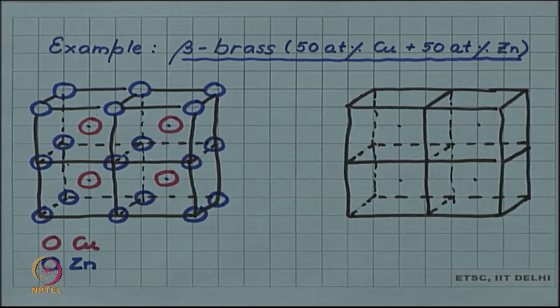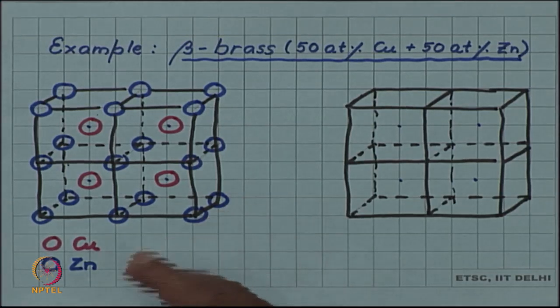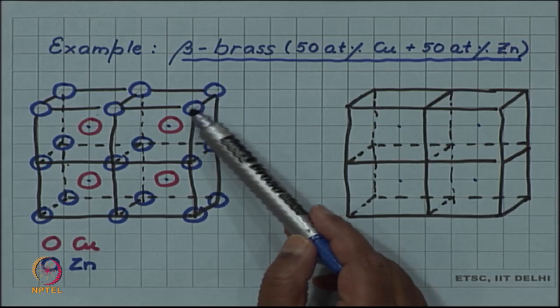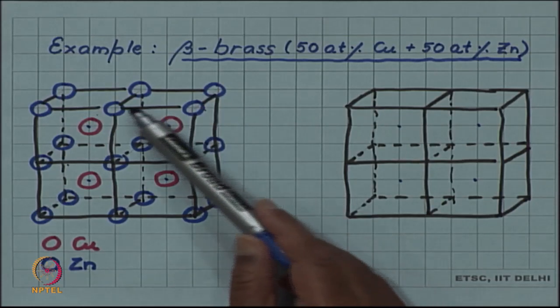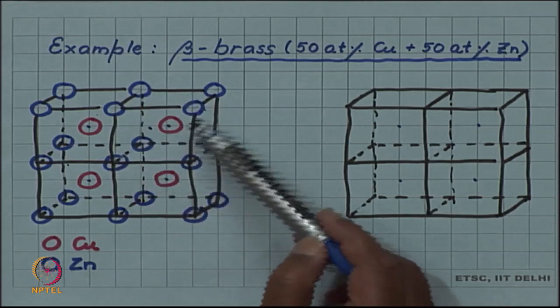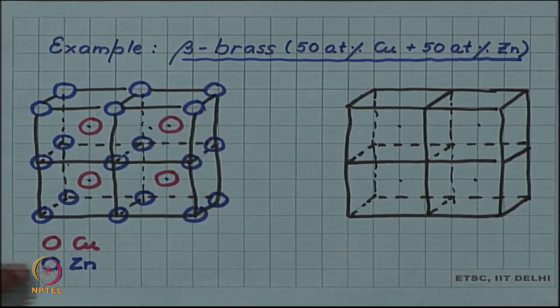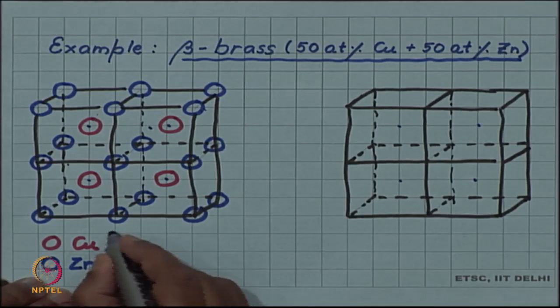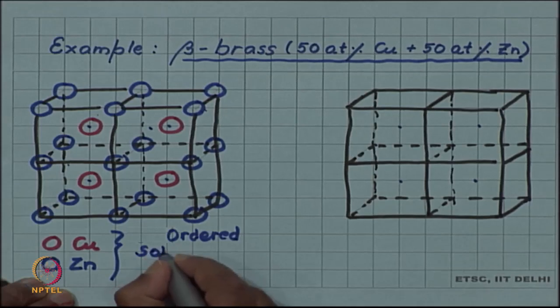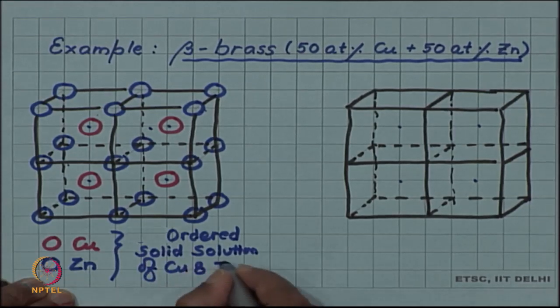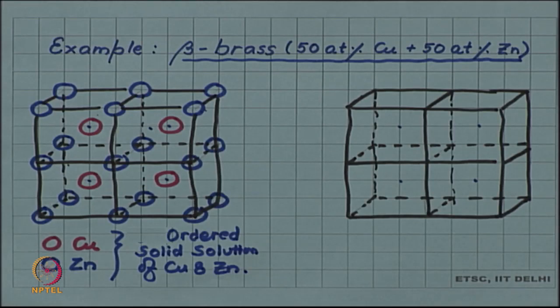So, it is a body centered like structure, but all the corner atoms are zinc and all the body centers are copper. And you know from your crystallographic calculations which we have done before that corner atoms contribute only 1/8 to the unit cell. So, in every unit cell there is one copper atom and one zinc atom. So, it is a 50-50 solid solution, 50% copper, 50% zinc, and copper and zinc are on very specific sites. So, this is an ordered solid solution of copper and zinc. So, it is an ordered beta brass.